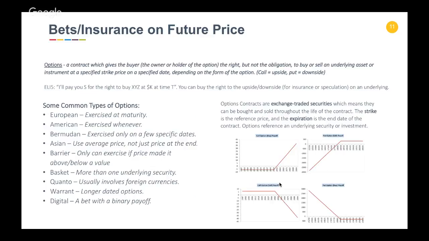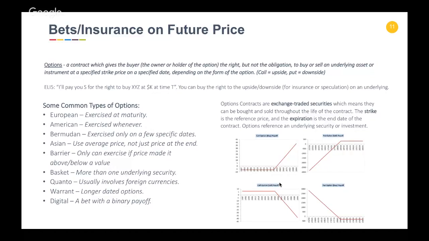So the last kind of bet or insurance or hedge on future price that I'll cover is an option. Options tend to be a little bit more accessible to your everyday investor. That being said, they're a bit more complicated. An option is unlike a future or a forward. It only revolves around one side of the movement. So you're usually betting on either the upside or the downside.